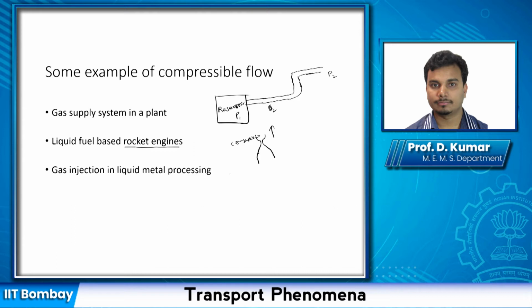Why? There could be gas injection in liquid metal processing. For example, if you are aware of steel making, in BOF, we have oxygen injection, and that lance has to have supersonic flow. So we'll see how we can go to supersonic, and you may not know what supersonic is, so we'll talk about that as well. So certainly the compressibility effect is very much there, and it is very important to understand how that works. Okay.